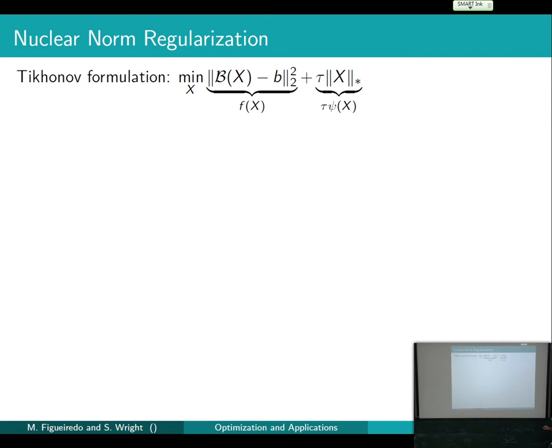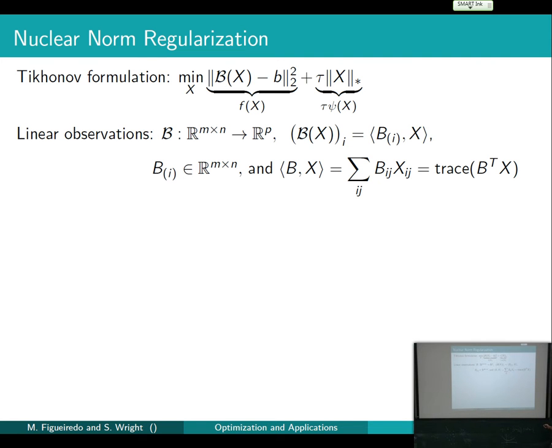Okay, so using the nuclear norm as the regularizer rather than the rank, you can write down the Tikhonov formulation, which is the sum of the data fitting term with some multiple of the nuclear norm. This looks a lot like what we had in the case of X being a vector, where we had the one norm here and the least squares term there.